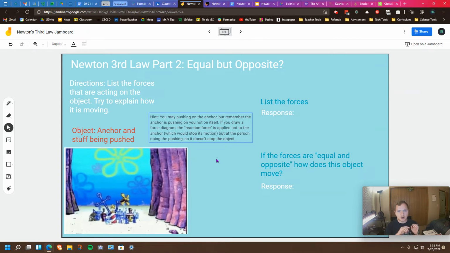So when you push on an object, in this case the anchor, you would think that there should be an equal and opposite reaction, and there is, but it's not back on the anchor. It's on a different object. In this case, it's on you.